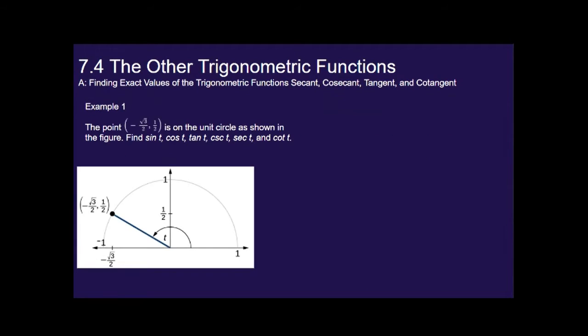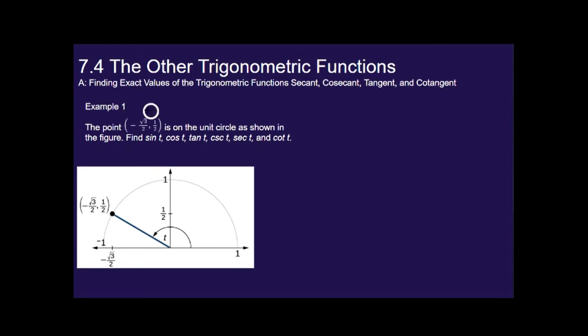So let's do a few problems with this concept of the different functions on the unit circle. Example 1: the point -√3/2, 1/2 is on the unit circle as shown in the figure. Find sine t, cosine t, tangent t, cosecant t, secant t, and cotangent t.